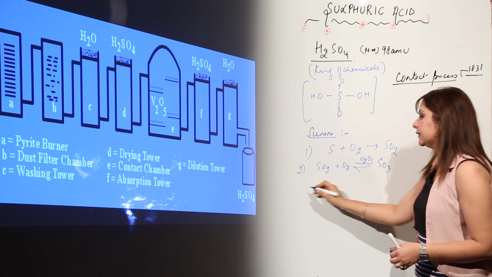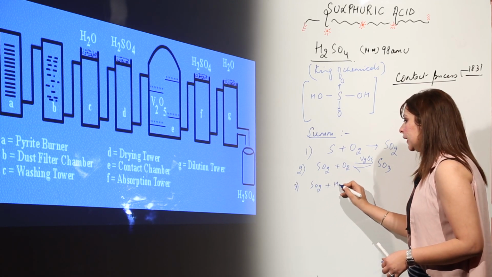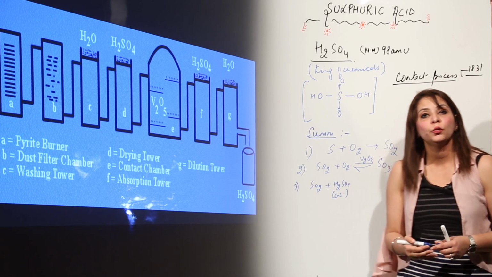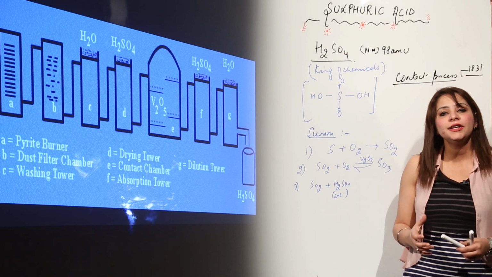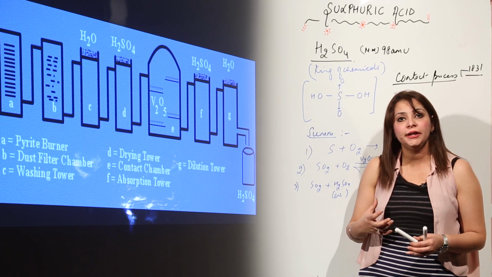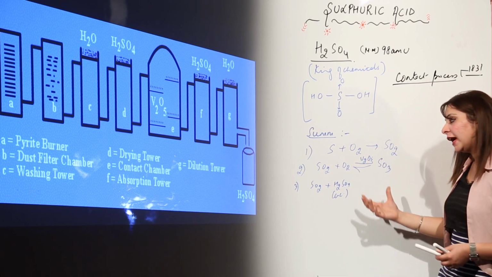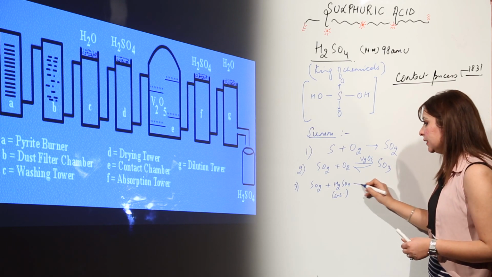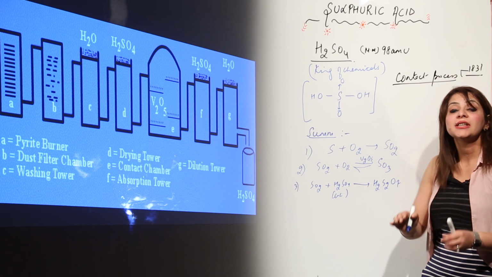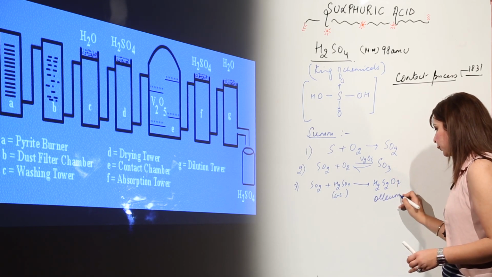Then this sulfur trioxide, which is formed in the second step, we react with concentrated sulfuric acid. As you are all familiar, concentrated acids are those which contain a higher proportion of acid content, but the water content is very low. So we react it with concentrated sulfuric acid, and you know what we get? We get H2S2O7, which is highly concentrated sulfuric acid called oleum.